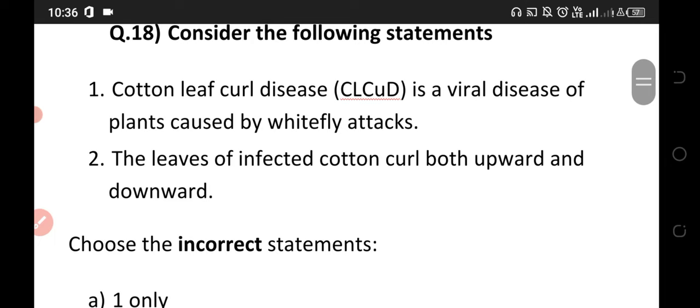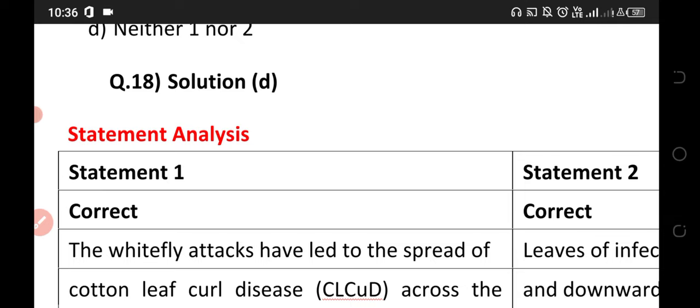Consider the following statements. Cotton leaf curl disease, CLCuD, is a viral disease of plants caused by whitefly attacks. The leaves of infected cotton curl both upward and downward. Which are incorrect? I think neither one nor two. It's not a butterfly, it's a whitefly attack.